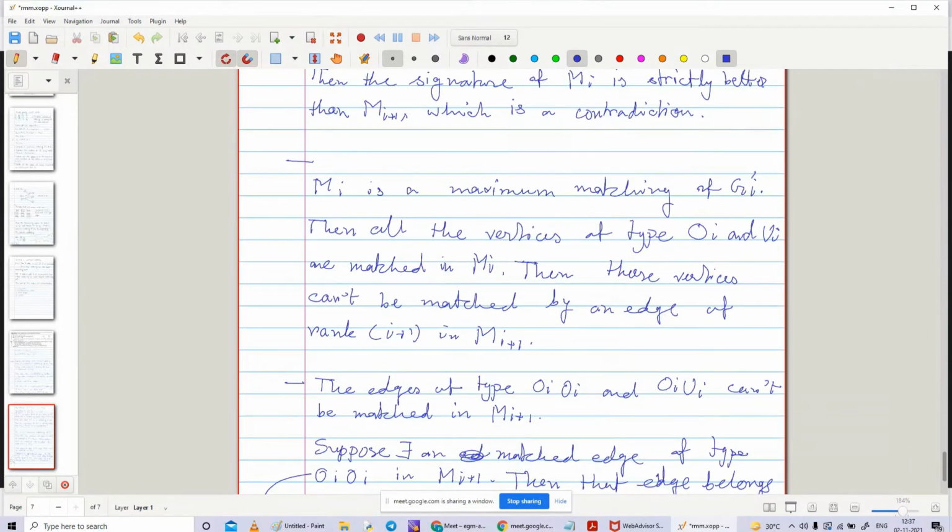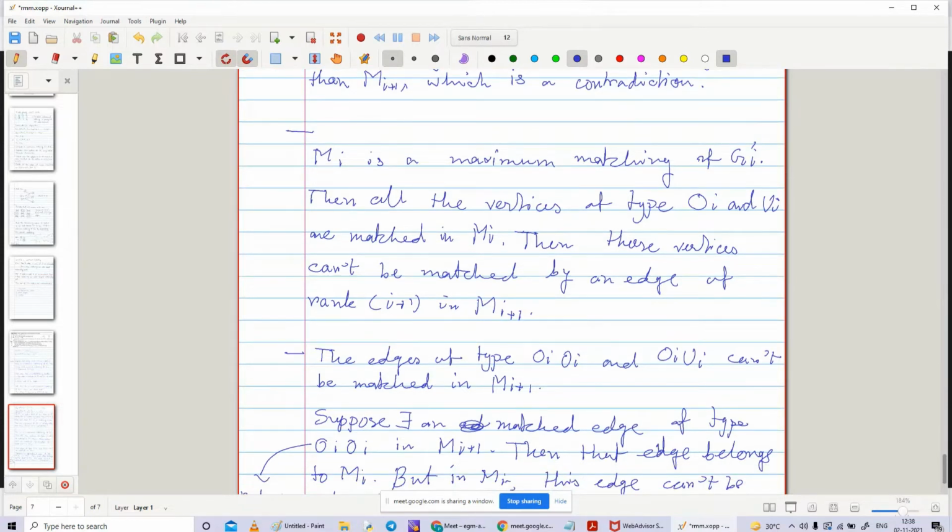And after that, we know from the Gallai-Edmonds decomposition that all the vertices of type O_i and U_i will be matched in M_i. That means those vertices cannot be matched to an edge of rank i+1, because they are already matched with an edge of rank less than or equal to i, since they are already matched in M_i. And that basically proves the first point, that the edges incident to O_i and U_i of rank i+1 cannot be matched in any rank maximal matching.